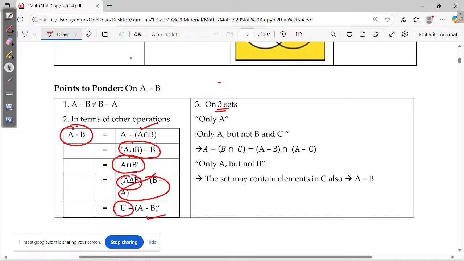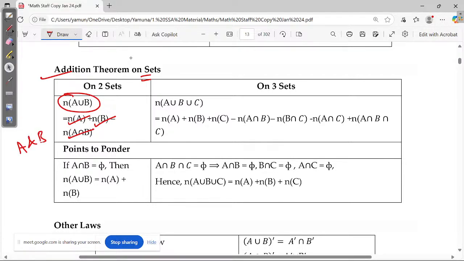On three sets, only A means only A. There is no B. There is no C. I remember I corrected this one. And only A but not B means A and B are disjoint sets, which means A intersection B is equal to a null set. Then N of A union B will be equal to N of A plus N of B. This happens in this case. Am I right?